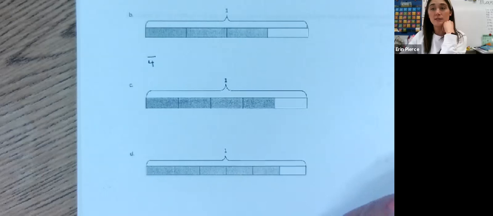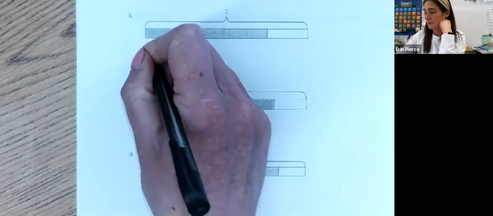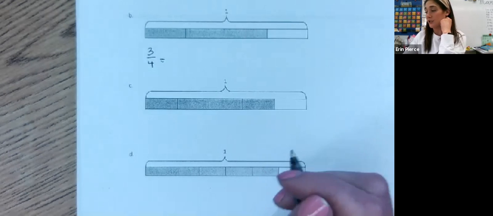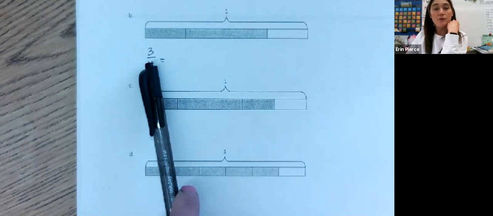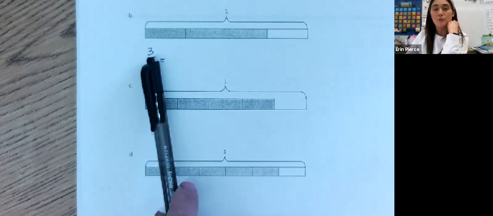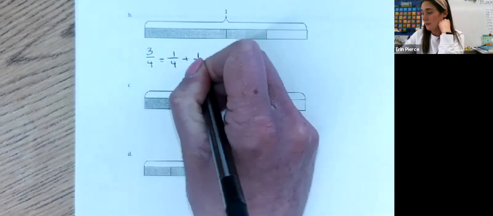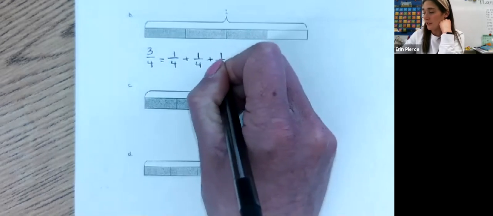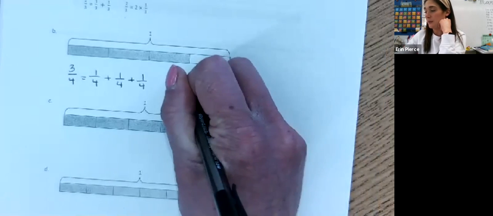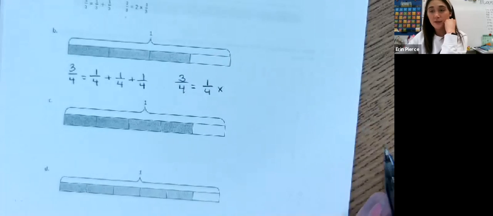How many of those fourths are shaded? 1, 2, 3. Equals. Well, now I have to do it as a sum of unit fractions. So I have to add my unit fraction the same amount of times as we have in the numerator. So I have to do 1/4 plus 1/4 plus 1/4 in order to get 3/4. I can do the same thing by doing 3/4 equals 1/4 times 3.